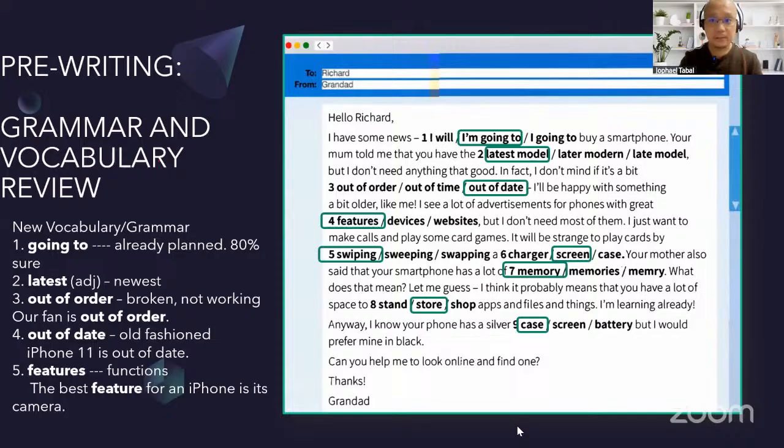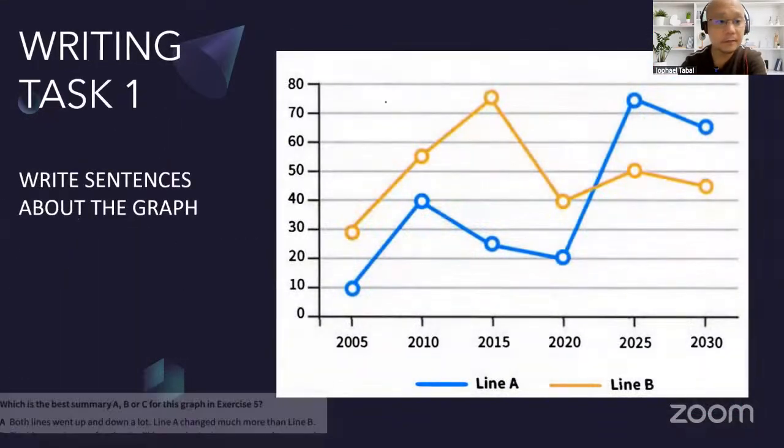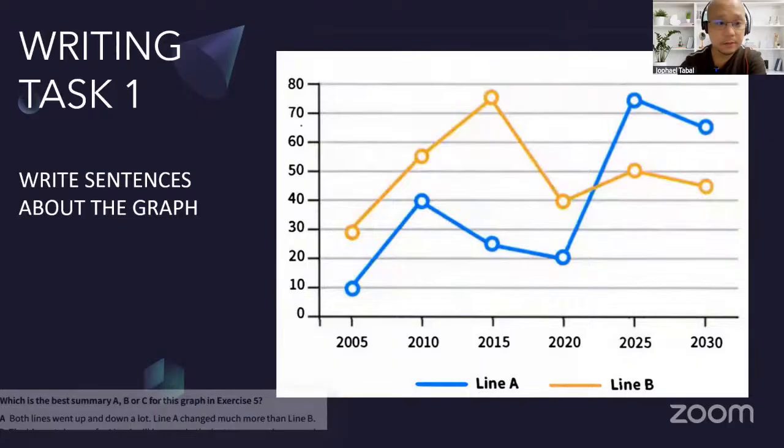Okay, so let's check here. Okay, that's great. Okay. So let us check our new exercise here.